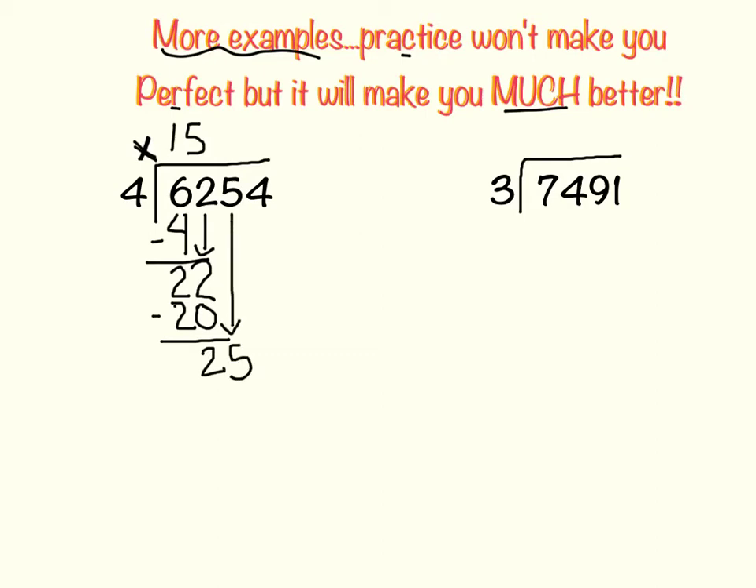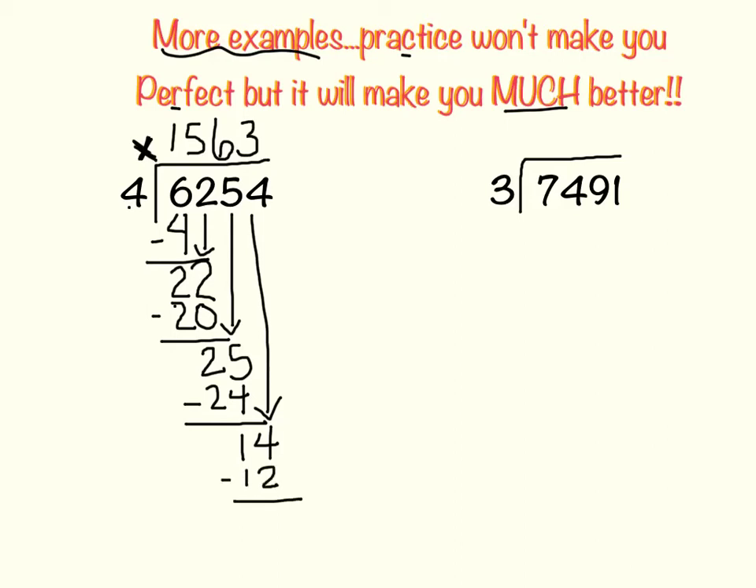Bring down the next number, 5. 4 goes into 25 6 times. 6 times 4 is 24. Subtract. 5 minus 4 is 1. Bring down the 4. 4 goes into 14 3 times. 3 times 4 is 12. Subtract. 14 minus 12 is 2. On the next slide, I'm going to show you how to check this problem. It's very simple.